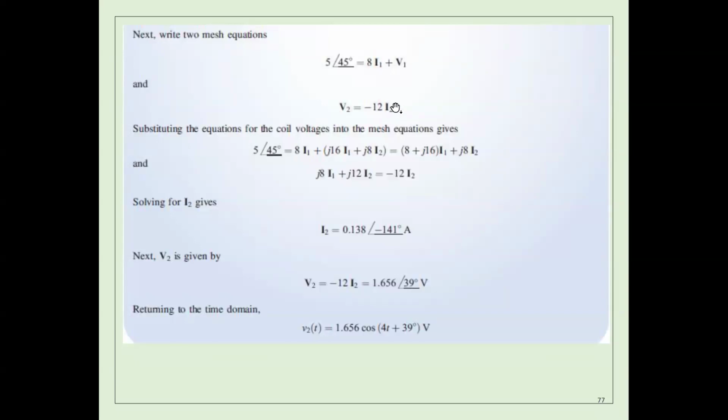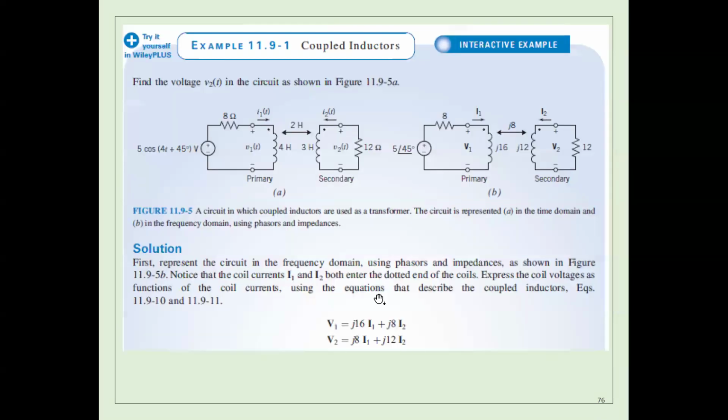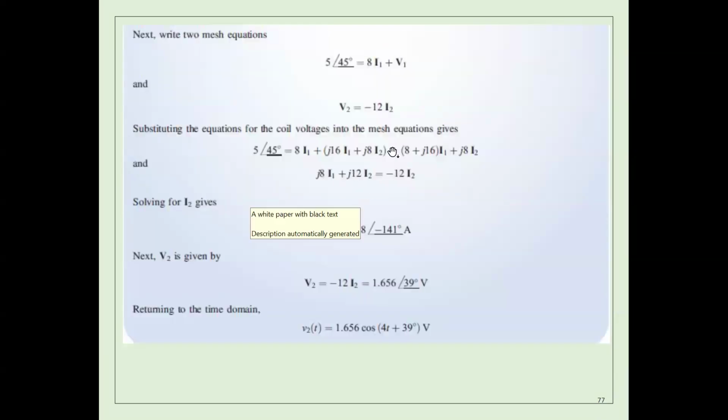Same thing, I can do the same with the other one. V2, I can take from here, this is V2, and I can just put it here. So now I have a second equation in I1 and I2. Now you have two equations in I1 and I2. That's it. Once you solve these equations, you can get I1 and I2, and once you have I1 and I2, you can do everything.